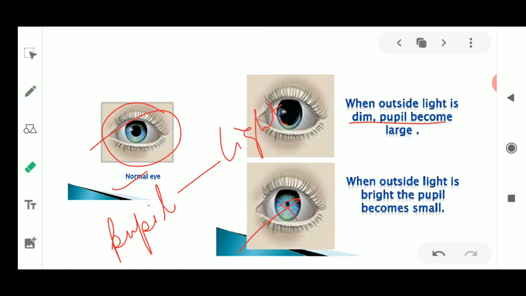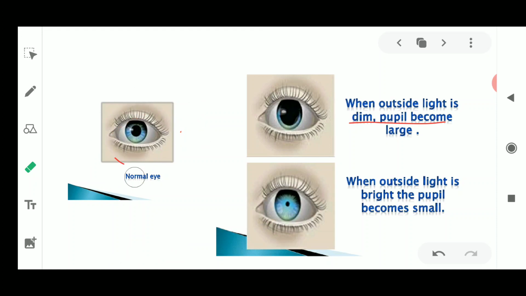Now what happens when dim light is present? All the time the light is not present clearly. Sometimes it is dim light, sometimes bright light. What changes take place in the human eye when we are looking at objects in dim light and in bright light? So when we are looking outside in the dim light, what happens to our pupil? The pupil becomes large.